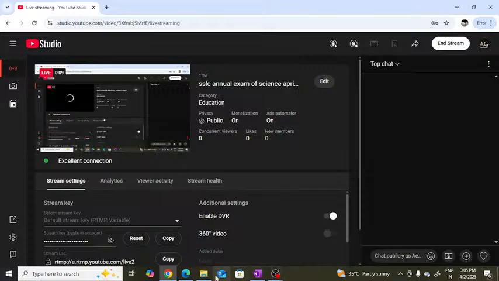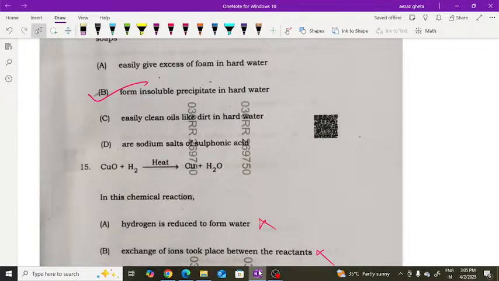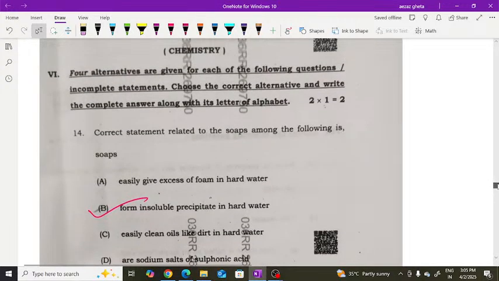Sorry guys, it got disconnected. I will do my job. Let me complete the paper.